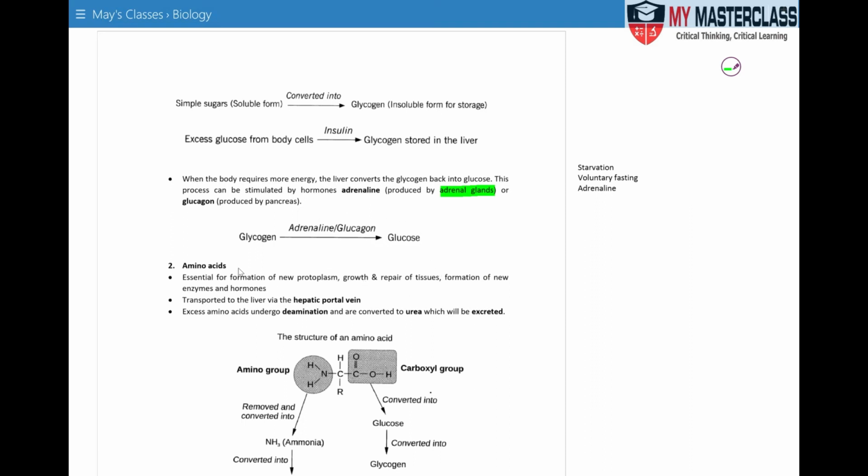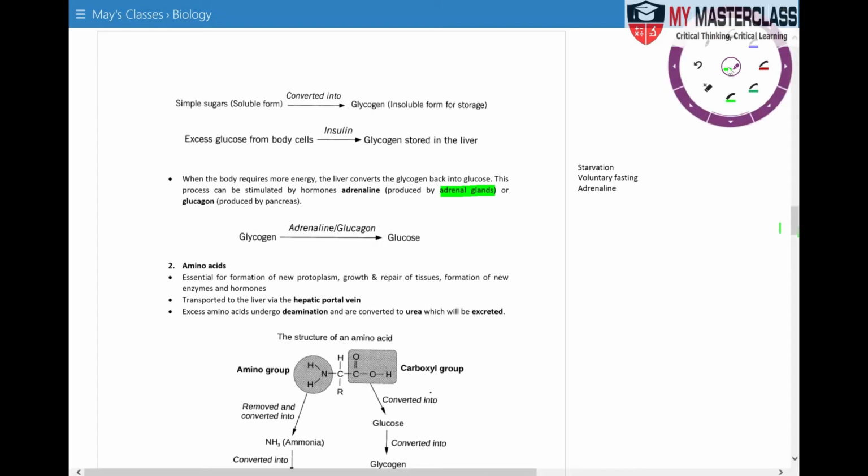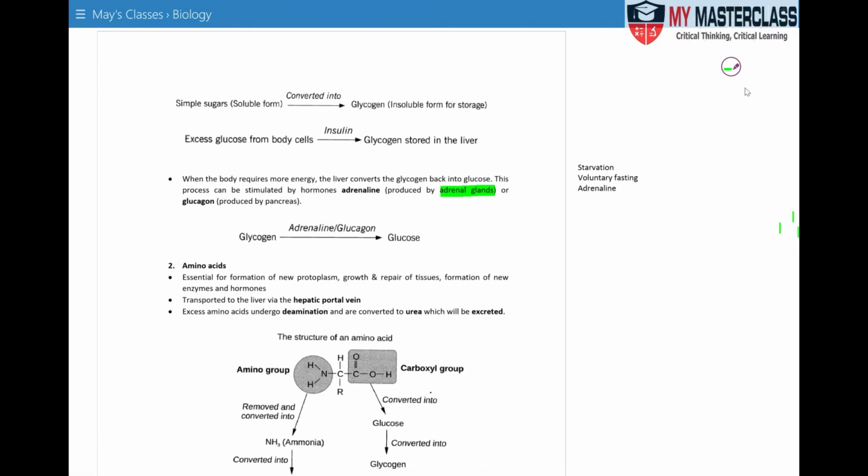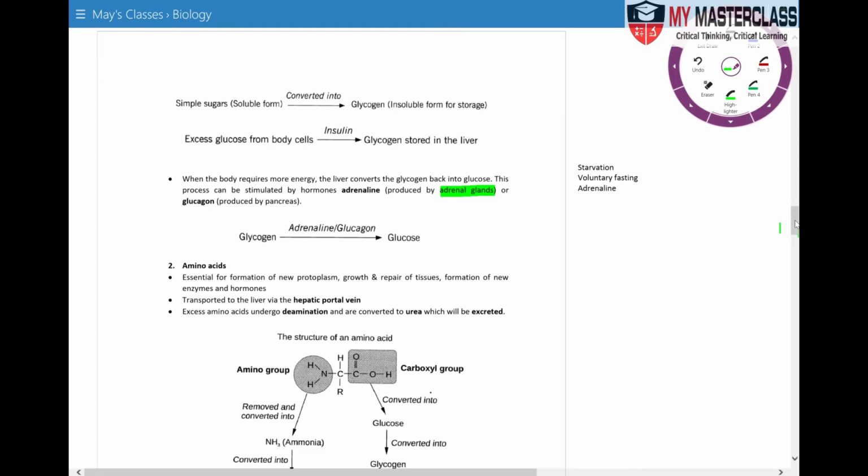Now what about amino acids? Excess amino acids are also transported to the liver via the hepatic portal vein. All these excess amino acids undergo a process known as deamination. Deamination is a process whereby you break down the amino acids into their individual structural components.